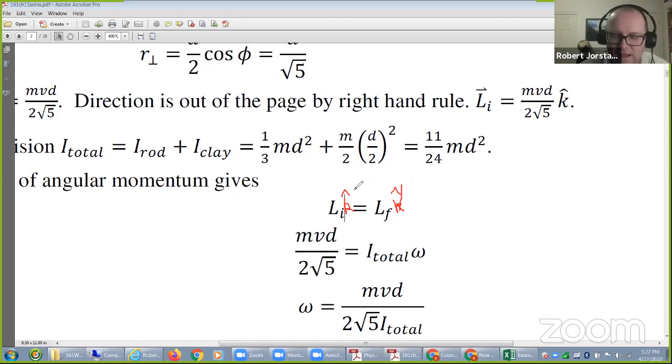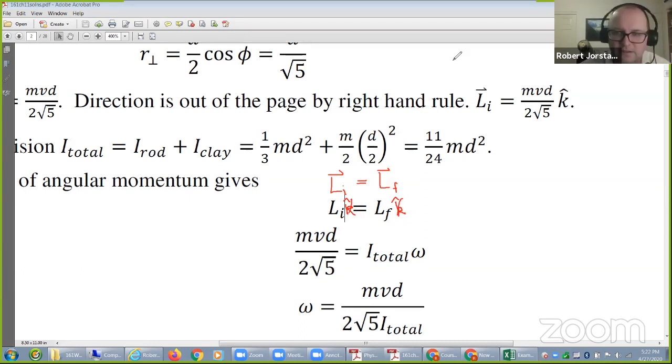So that's why I'm just going to say the magnitude of angular momentum is conserved, because the K-hats always drop out. Technically, we should be writing L initial vector equals L final vector. But if everything in a problem is rotating counterclockwise, the K-hats drop out. There's a K-hat here, a K-hat there, everywhere a K-hat, and they drop out.